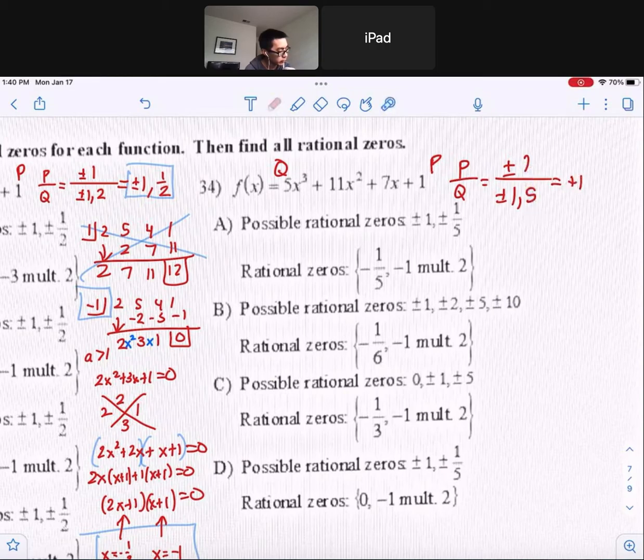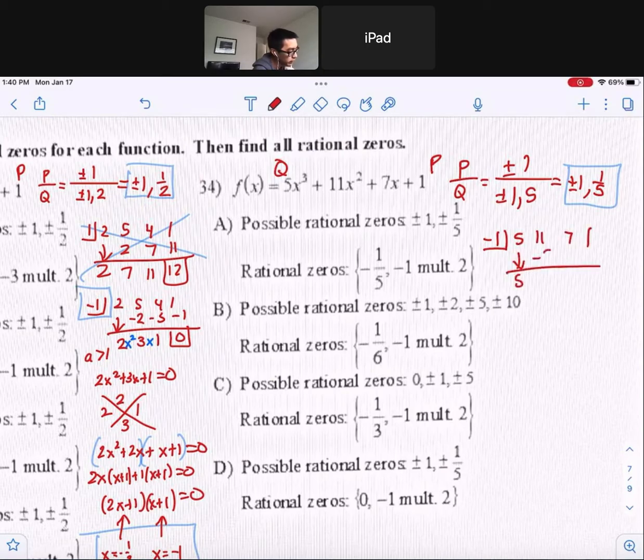1 over 5, you guys, that's just 1/5. So these are possible rational zeros, so we could test the numbers to see which one will give us a possible rational zero. So I'm going to try negative 1 this time. So write down the coefficients of your polynomial, 5, 11, 7, and 1.